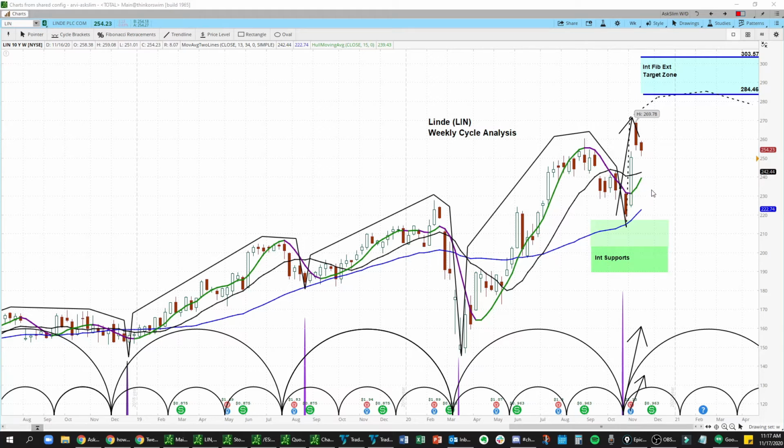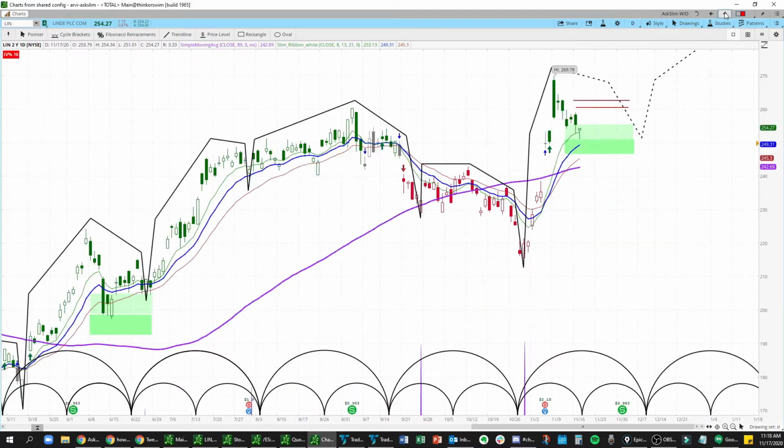Our weekly momentum, as shown by the Hull moving average, is also positive, as you can see here. So all this is really confirming the rising phase that we are in. On the weekly chart, we're looking for a move up to this 284 to 303 level on the upside in this next rising phase on this dominant cycle. So let's go ahead and look at the daily chart.